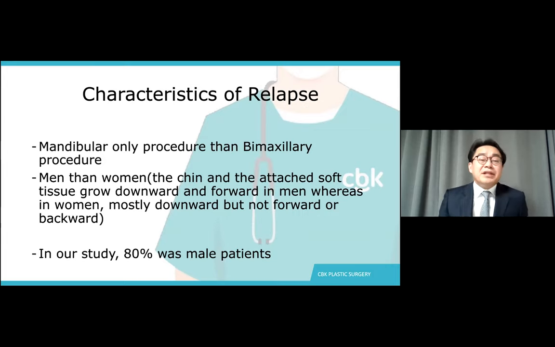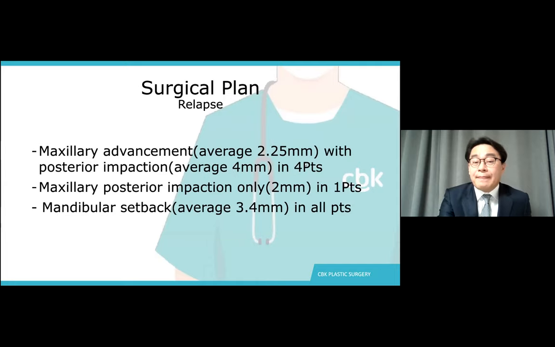Usually, a mandibular-only procedure is less stable than a bimaxillary procedure in the aspect of relapse. And men are less stable than women because the chin and the attached soft tissue grow downward and forward in men, whereas in women, mostly downward but not forward or backward. Of course, in our study, 80% were male patients. I performed maxillary advancement with posterior impaction in 4 patients and maxillary posterior impaction only in 1 patient. Of course, I set back the mandible in all patients.